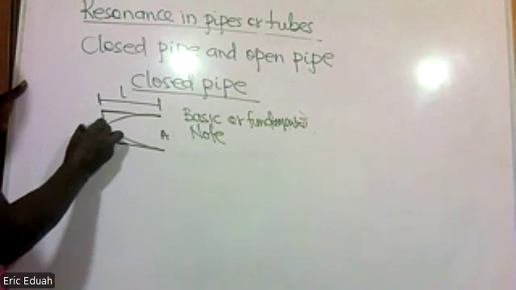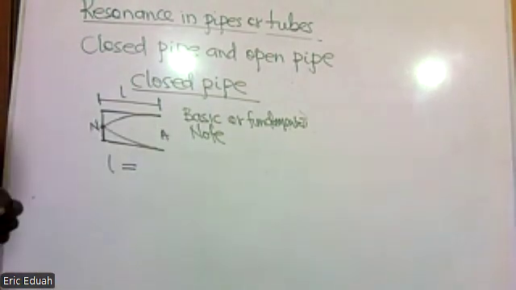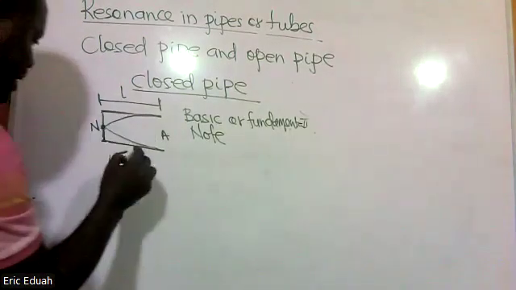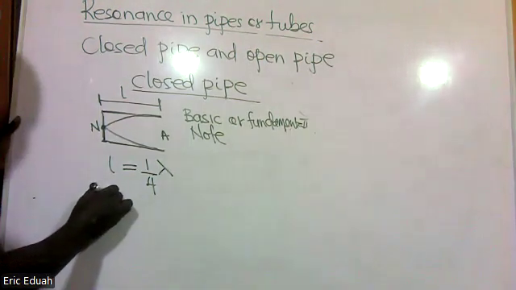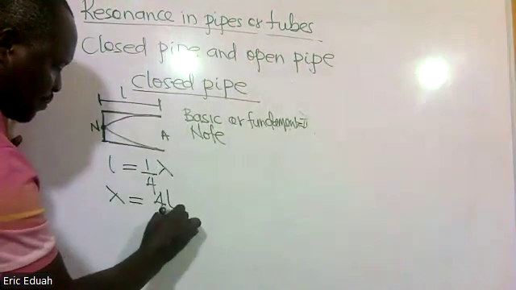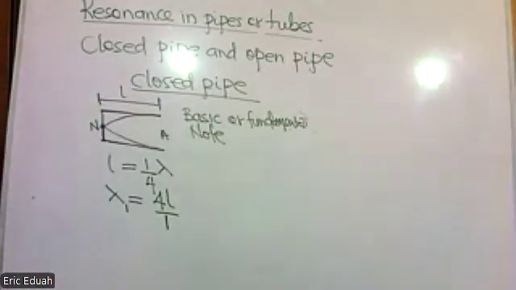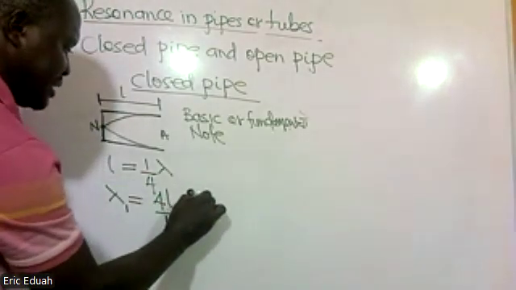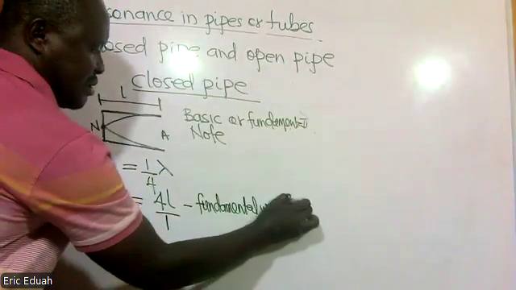This is from node to antinode. So the length of the pipe or tube will be equal to what is the wavelength from node to antinode? Quarter lambda. So this is quarter lambda. Let's determine the wavelength. Lambda therefore will be equal to 4 times L, 4L over 1. This is the fundamental wavelength, lambda 1.